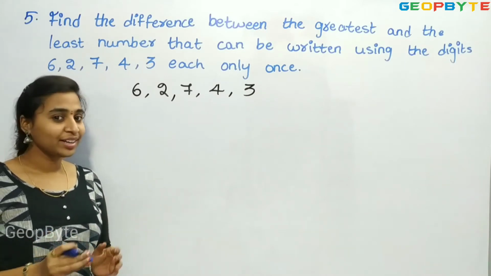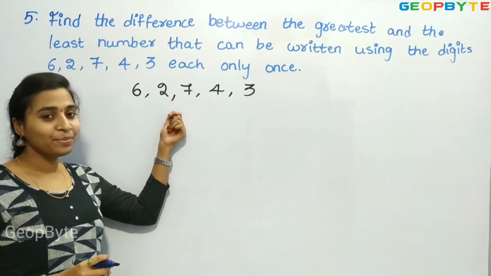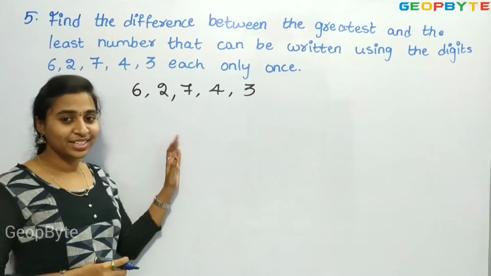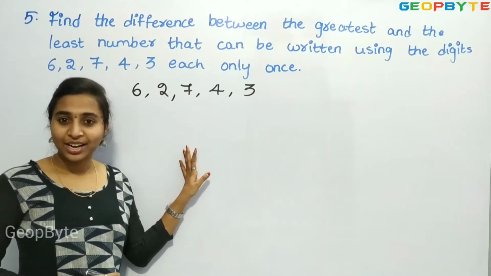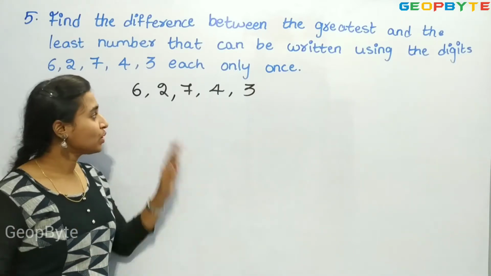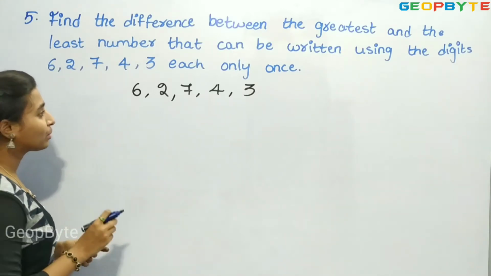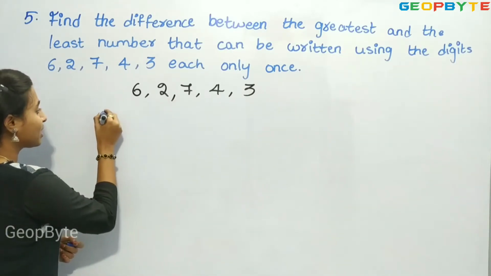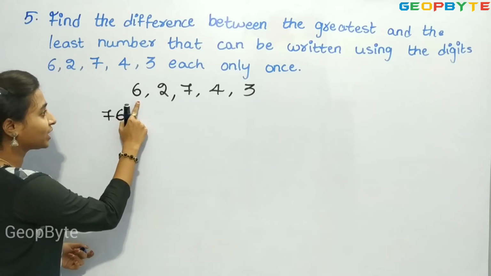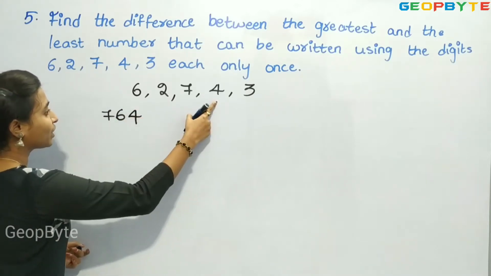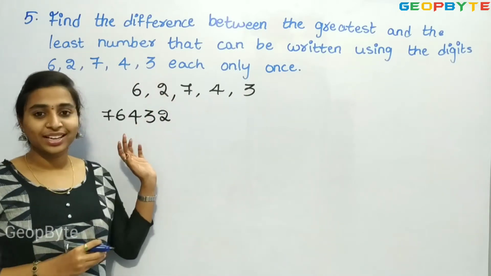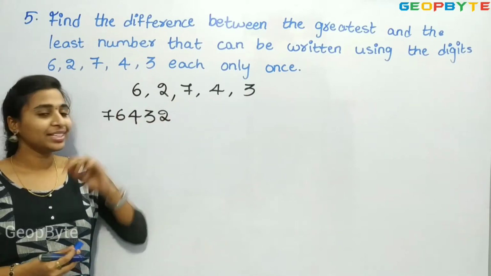Now, let us find the greatest and the least number from these digits. Greatest means, obviously, we need to arrange the digits in descending order, that is, from greatest to smallest. Among these, 7 is the greatest, and after 7, 6, after 6, 4, after 4, 3, and then finally 2. This is the greatest number which can be made from these digits.